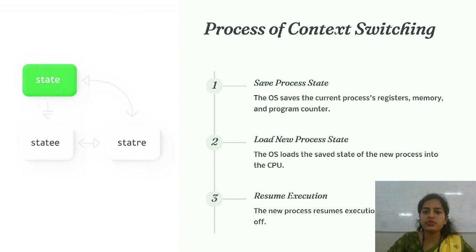First, save the process state. The operating system saves the current process's registers, memory and program counter before it switches to another process. The second step is that it loads the new process data for its execution. The OS loads the saved state of the new process into the CPU so that the CPU can resume its execution. In the third step, the CPU resumes the execution. The new process resumes the execution from where it left off.